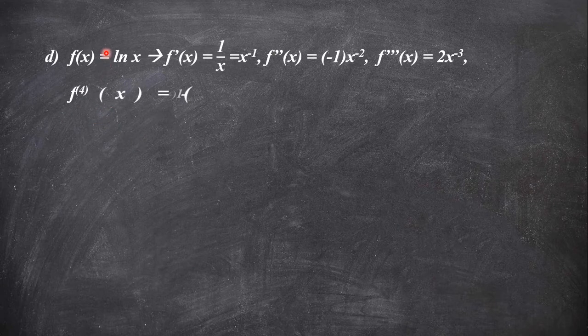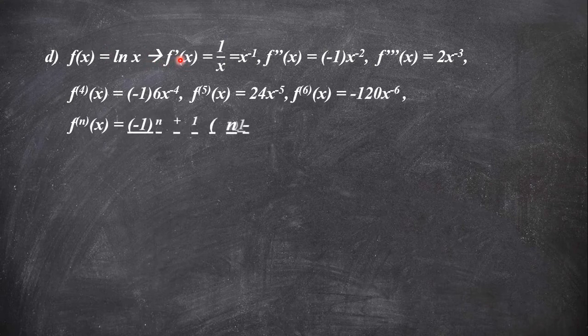What about d? f of x is equal to ln x, which implies that the first derivative of ln x is 1 over x. We know that it's obvious. 1 over x means x to the power of negative 1, and the second derivative of this function will be negative 1 times x to the power of negative 2, and the third derivative will be 2 times x to the power of negative 3, and the fourth derivative will be negative 6 times x to the power of negative 4, and the fifth derivative will be 24 x to the power of negative 5, and the sixth derivative is negative 120 times x to the power of negative 6. Look, here also 1, 2, 6, 24, 120, this is also n factorial.